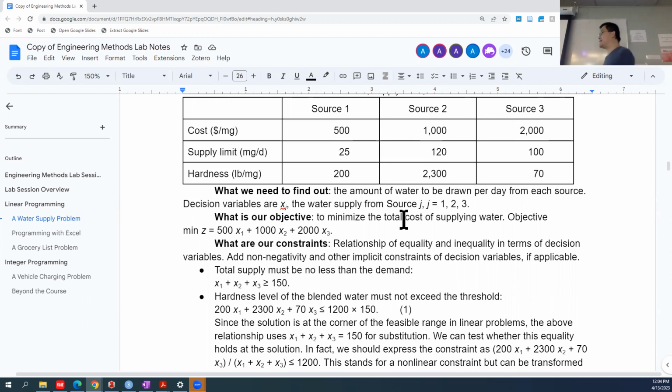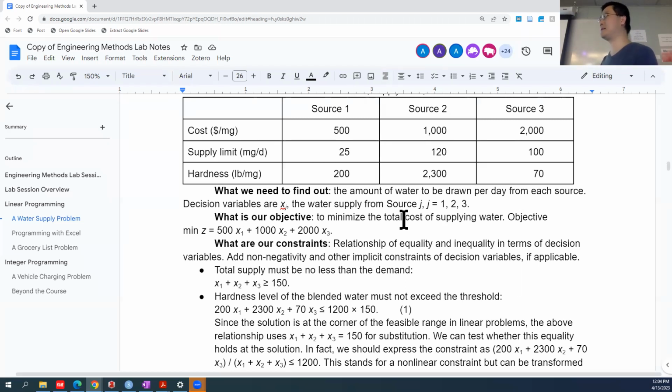All right, upon completing step one, where we have extracted the parameters from the problem, they're usually the coefficients per decision variable. The second step is that we want to officially identify the decision variables. This can be done in two ways. In plain words, we say the amount of water to be drawn from each source per day is x1, 2, 3.